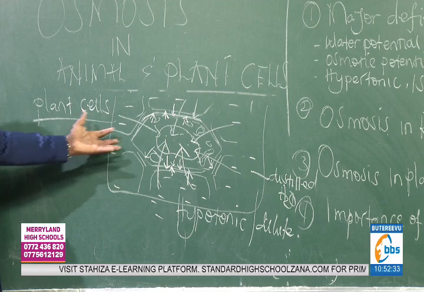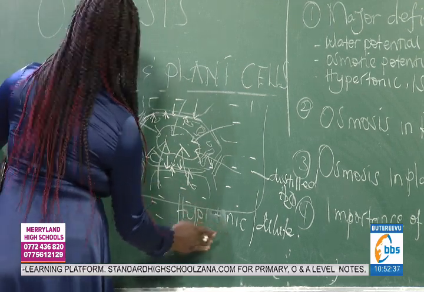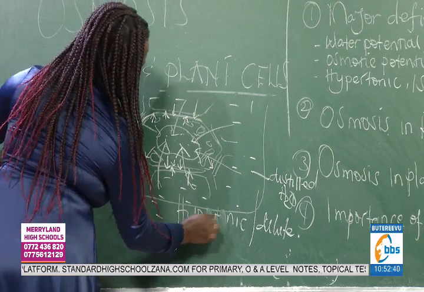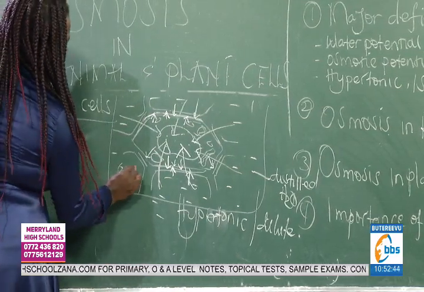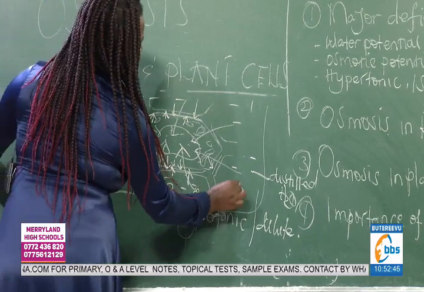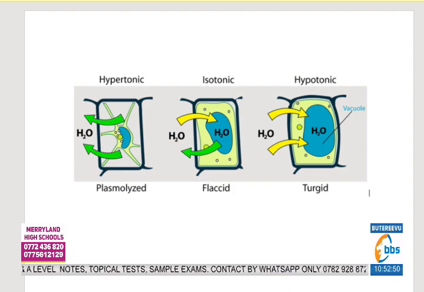But then what happens when it's placed in a hypertonic solution? The first drawing on your illustration. When it is placed in a beaker that contains maybe a sugar solution or a salt solution, then the opposite is going to happen, as you're seeing in the first drawing where we have the word plasmolysed.